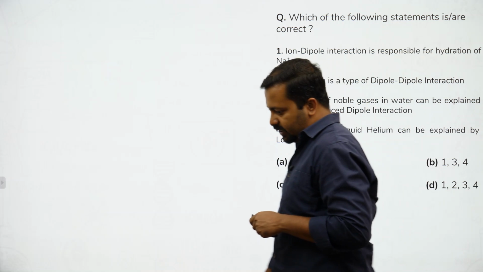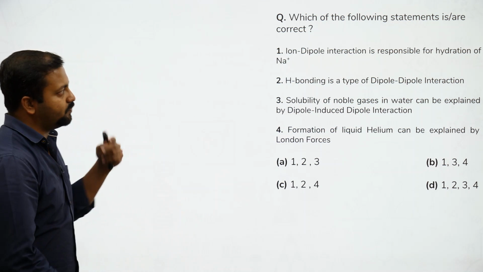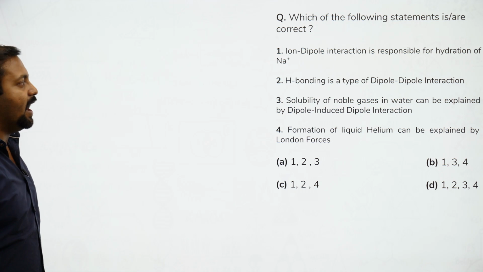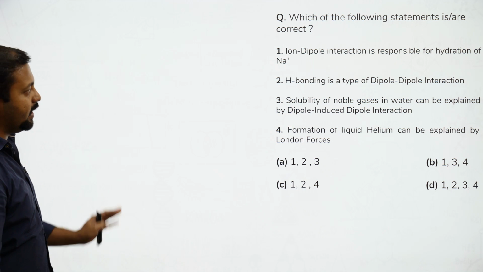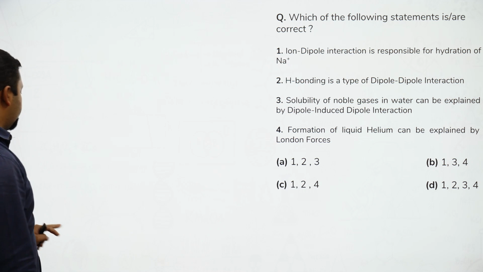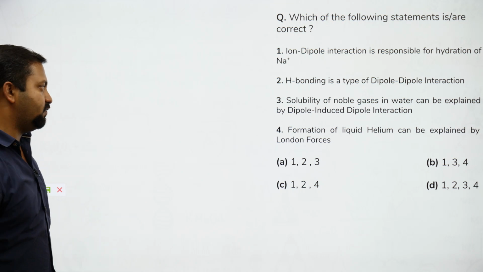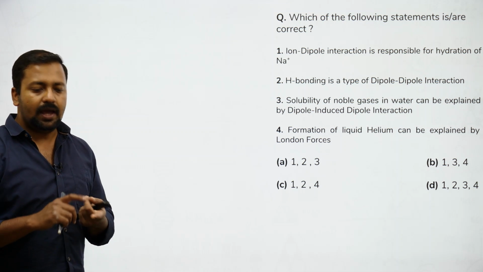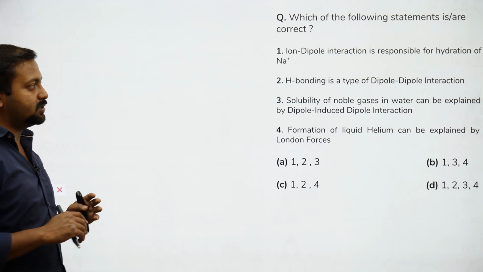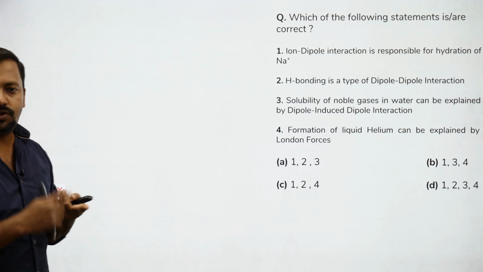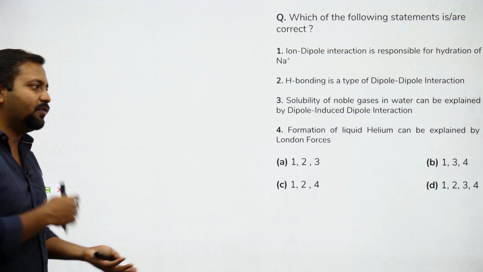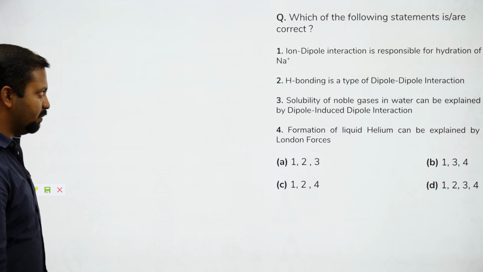Okay, which of the following statements is correct? And probably this will be the last question for the series. Which of the following statements is or are correct? Ion dipole interaction is responsible for hydration of Na plus. Now these questions are from the weak intermolecular forces. Weak intermolecular forces come in many types. Ion dipole is not recognized as a weak intermolecular force, but hydrogen bonding, dipole, instantaneous dipole, dispersion forces, van der Waals forces are. But how do we understand them?